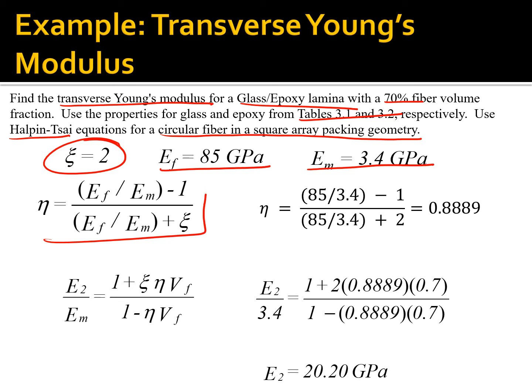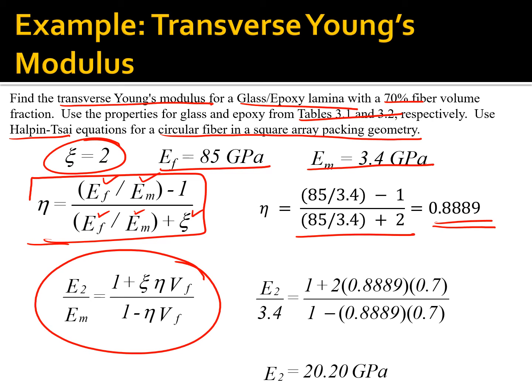So let's use this particular relationship first, because that gives us the value of neta. We have EF, EM, all these values which are here, and that gives us the value of neta equal to 0.8889. Now we apply it back into this formula right here, which is the ratio between the Young's modulus in direction 2 divided by the matrix Young's modulus.